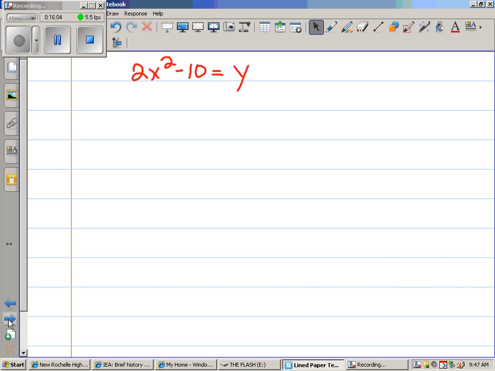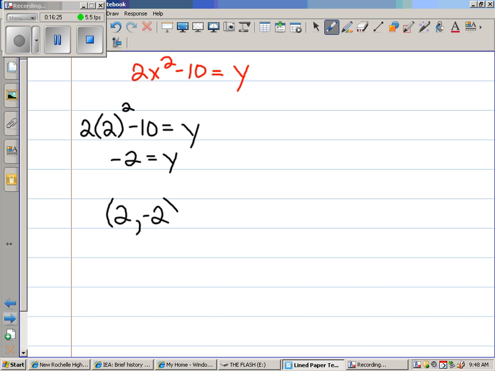All we're trying to do is figure out y now. One of the things that we got was that x equals 2, so we're going to plug it back in. So 2 times 2 squared minus 10 equals y. 2 times, that's 4, times 2 is 8. 8 minus 10 is negative 2, right? So one of the coordinates is 2, comma, negative 2. That's one of our points of intersection. Let's find the other one.